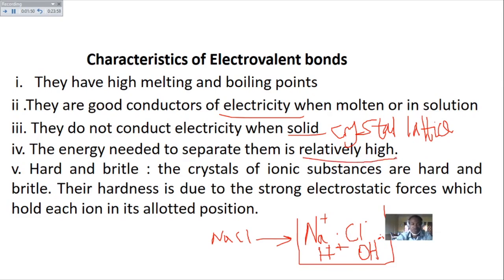I have told you it is relatively high, because they are combined together by what we call electrostatic force. They are hard and brittle. What do you mean by hard and brittle? The crystals of ionic substances are hard and brittle. Their hardness is due to the strong electrostatic force, which holds each ion in its allotted position. Because of this electrostatic force, they are very hard, and they are also brittle.